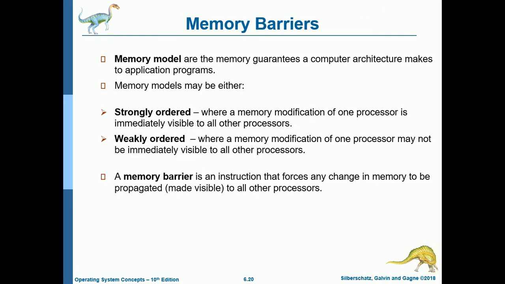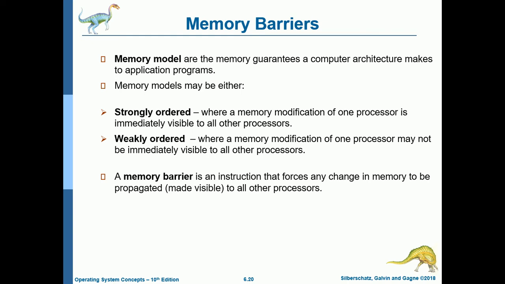So first we have memory barriers. A memory model is the set of memory guarantees a computer architecture makes to application programs. Memory models may be either strongly ordered, where a memory modification of one processor is immediately visible to all other processors, or weakly ordered, where a memory modification of one processor may not be immediately visible to all other processors.